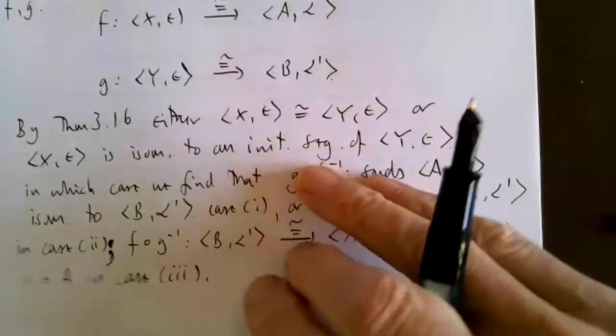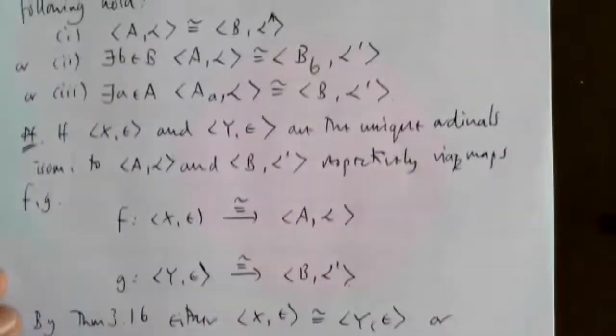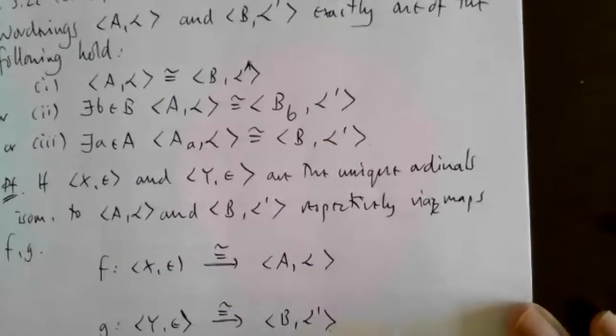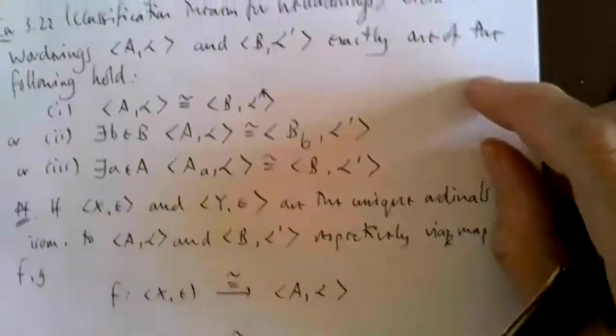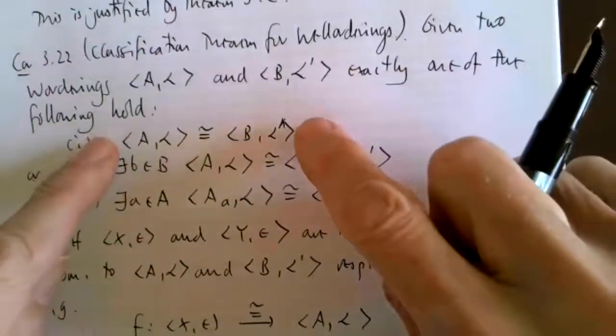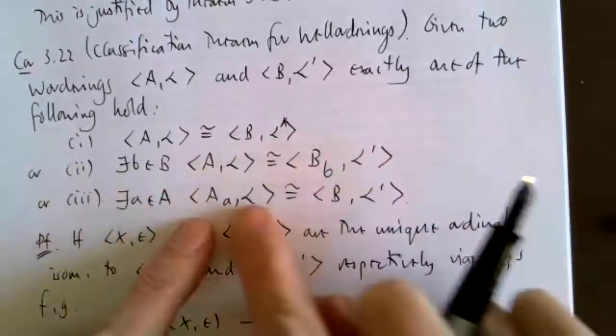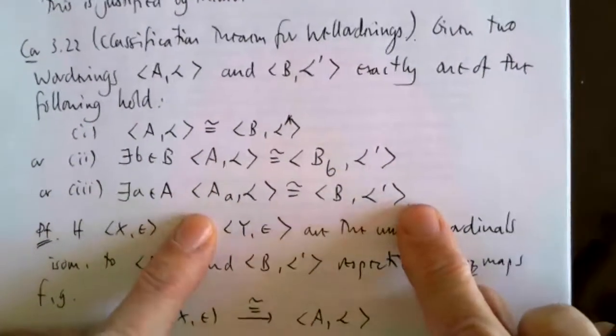Okay. So we now get a complete picture for well orderings as well as for ordinals. Any 2 well orderings are either isomorphic or one is longer than the other. B is longer than A, or here A is longer than B.